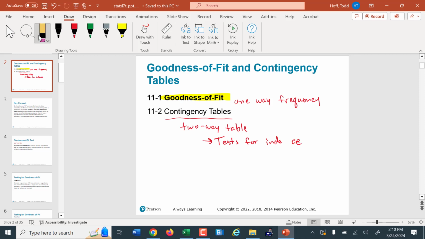Helps if I can spell. Let me try that again. There we go. And then there's tests for homogeneity.